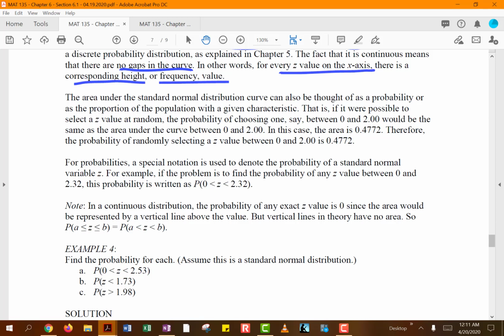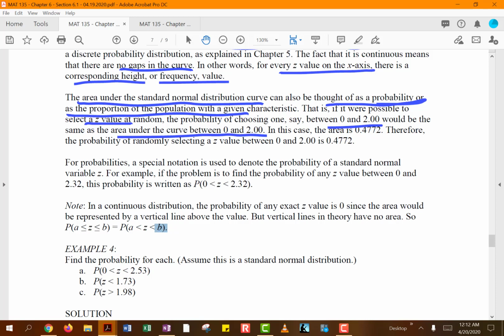So again, that area under our standard normal distribution curve, you can also think of that as being a probability, or as the proportion of the population, for whatever example or characteristic we were looking at. So if it were possible to select a z value at random, the probability that we would choose one between 0 and 2 would be the same thing as the area under the curve between 0 and 2.